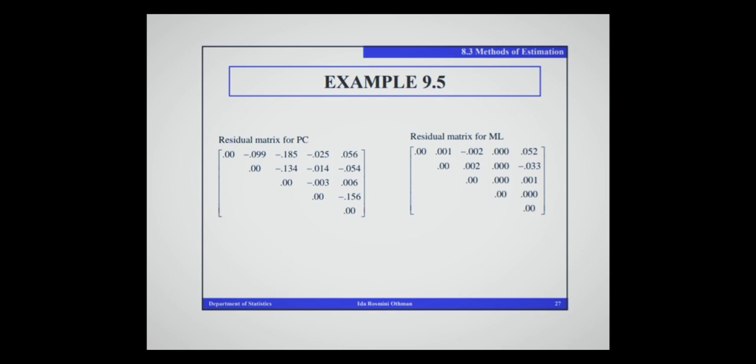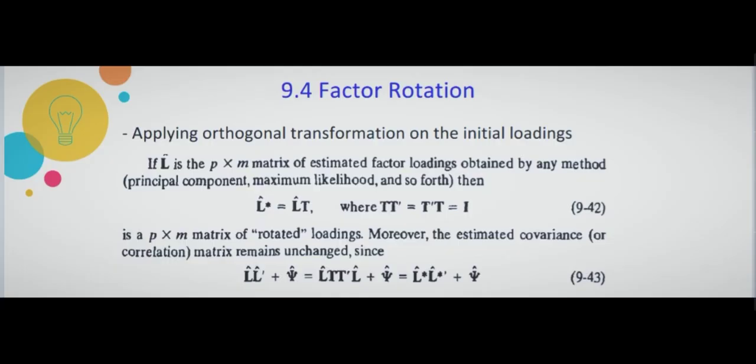So when you apply the formula to find the residual matrix, ini beza antara residual matrix of PC dan juga ML, maximum likelihood. So seems that the value of the residual when we are using the maximum likelihood is smaller. Okay, next is factor rotation. It is applying the orthogonal transformation on the initial loadings. We make the transformation on the loading matrix, matrix L.